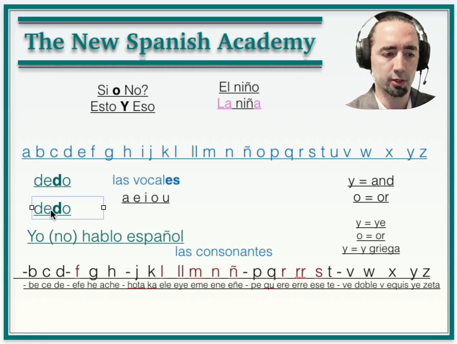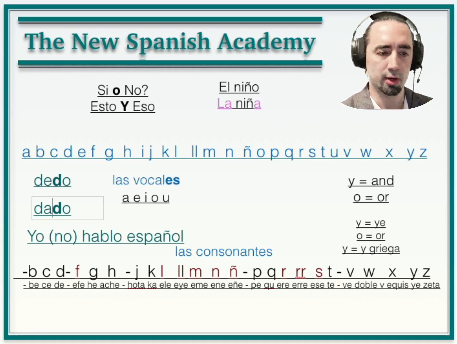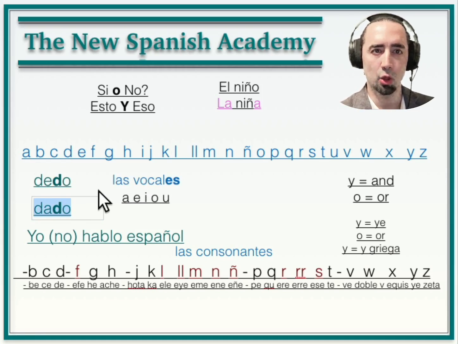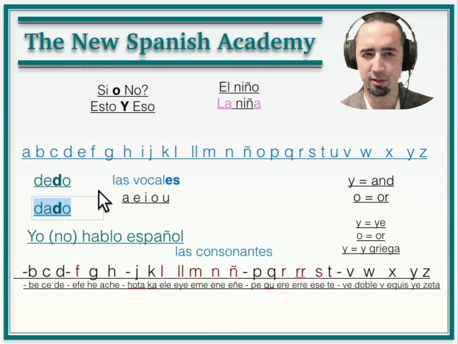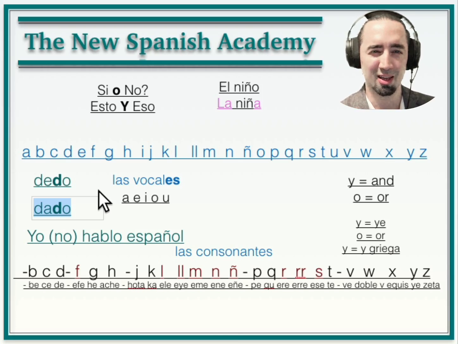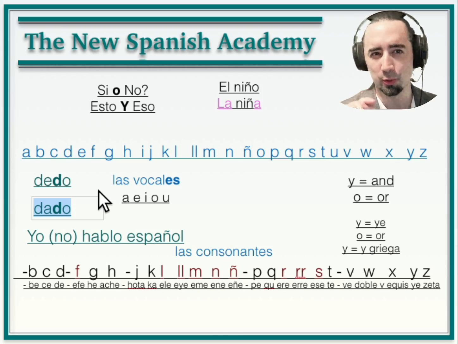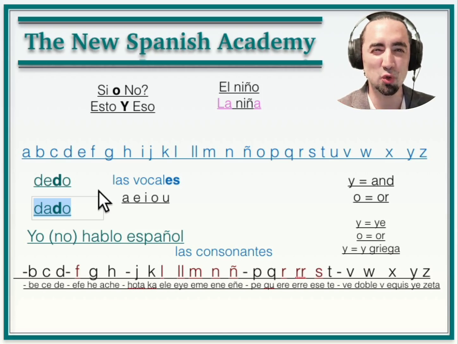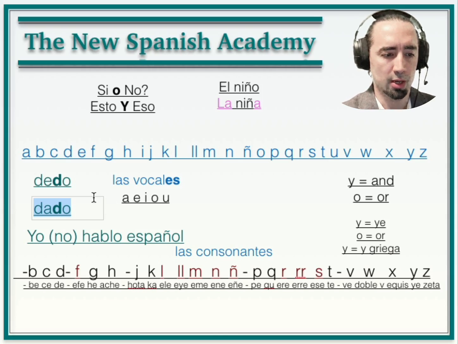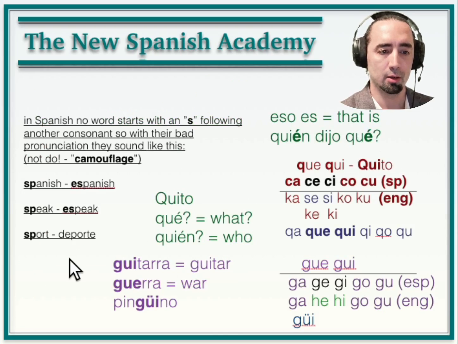Dedo means finger, and if you say dado, that means dice, right? Rolling dice. Dado, dedo, dado, dedo. All right, that's a trick. It sounds insignificant, but that little insignificant thing is going to be significant when people will not know what you are doing, because it's so insignificant that they cannot put their finger on it, but it's going to make a huge difference. Okay, and the same thing goes for the letter B.